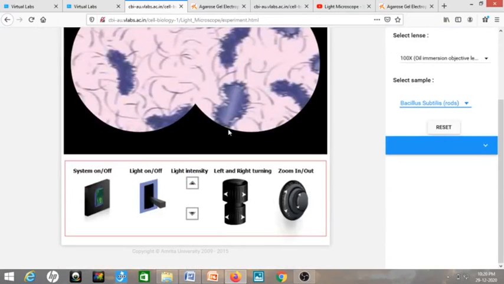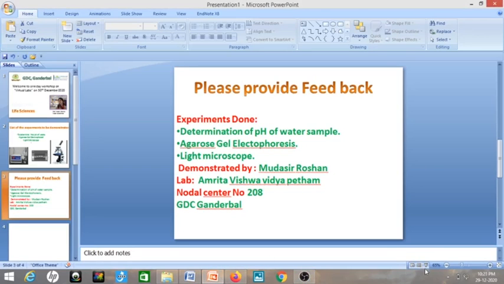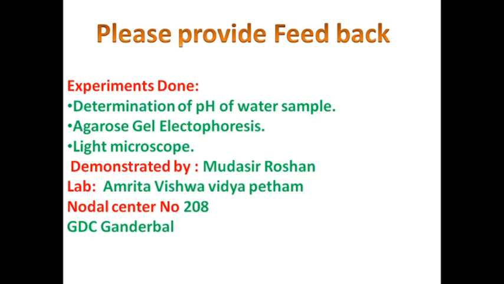This is all about the usage of the virtual labs from IIT Bombay. Hope it's clear. We are looking for your feedback. Please give feedback on the portal of IIT Bombay. The experiments done are determination of pH of water sample, agar gel electrophoresis, light microscope. This is in life science. It's demonstrated by Mudassir Roshan. Lab is Amrita Vishwavidya Peetham, Nodal Center number 208, GDC Gandarbal. Remember, you need this to provide the feedback to us on the portal of IIT Bombay.